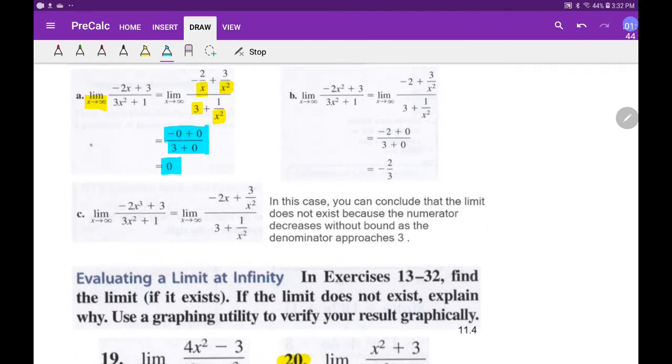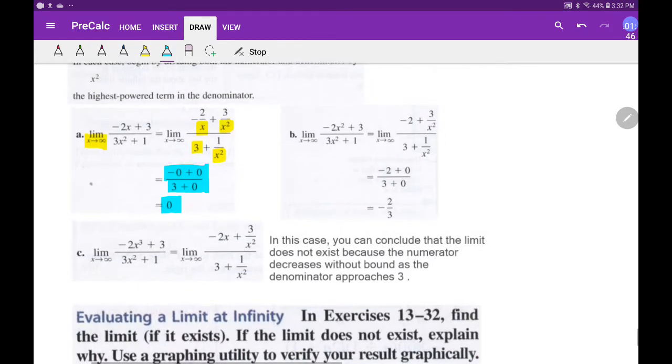Here, well, let's go to B. Here, a 2 and a 3 managed to survive. And, of course, the rest of these guys, no, not going to survive that. Not going to survive being divided by infinity. So the guys who survive, that's what my limit equals, negative 2 over 3.